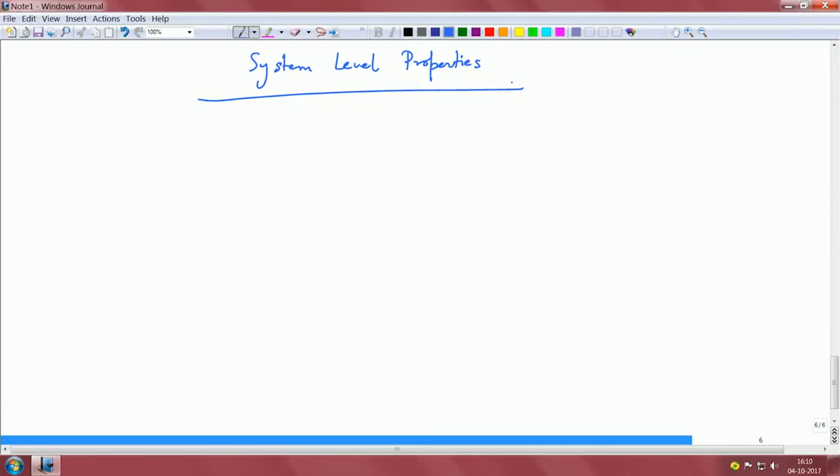We have studied so far how half band filters and Nyquist M filters can be designed. So, with this in mind, we can get into some system level properties. These properties are going to be helpful for us when we deal with filter banks.